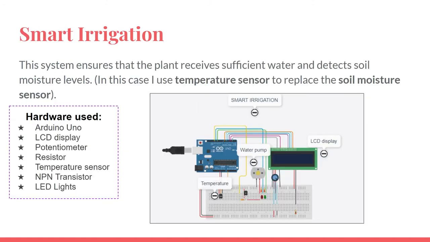So, as for my part, I chose to do an automated plant watering monitoring system, which is a smart irrigation. The system ensures that the plant receives enough water and detects the soil moisture levels. But in this case, I used a temperature sensor to replace the soil moisture sensor. The hardware used were Arduino Uno, LCD display, potentiometer, resistors, temperature sensor, NPN transistor, and LED lights.